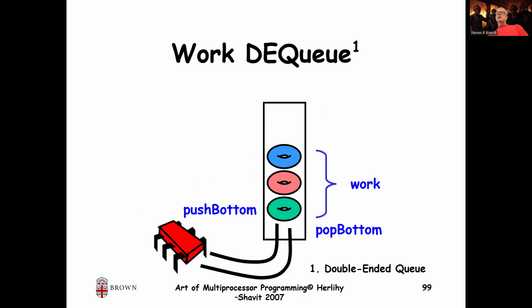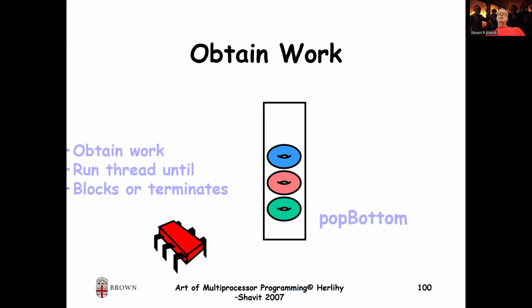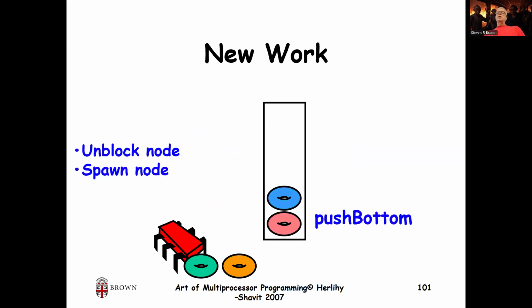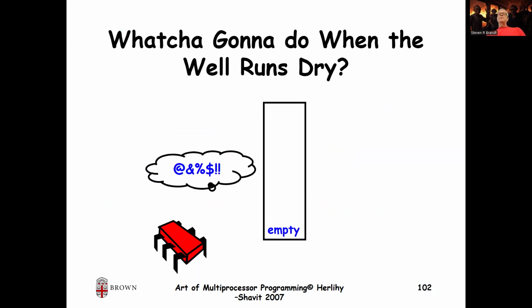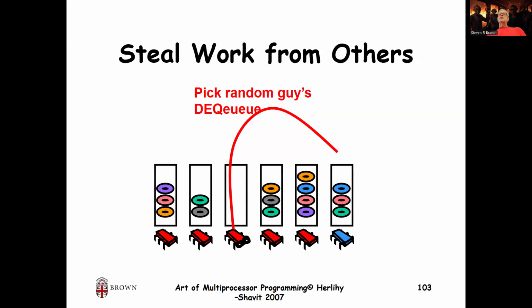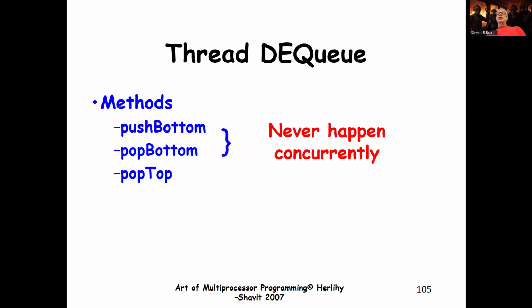And there are push bottom and pop bottom that each worker uses exclusively on its own. And then when it wants to put work on, it pushes from the bottom. But when it runs empty and it has to obtain work, it's going to reach over and take something from the top. So we're going to have a pop top method. And so we want on our deque 3 methods: push bottom, pop bottom, and pop top.